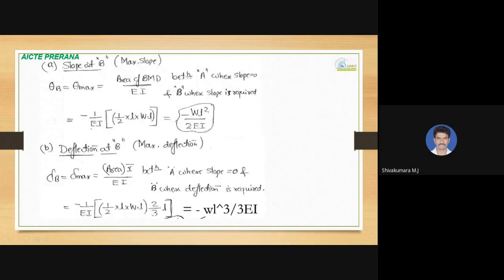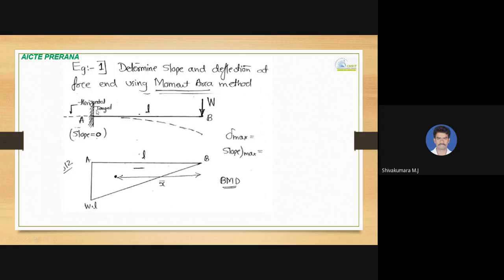And we know that the slope at B, the formula is area of the BMD between A, where slope is 0, and B, where slope is required. At A, it is fixed support, right? So fixed support means there is no rotation at all. The slope value at fixed support is 0. So that is a known value. And then we are trying to find the slope at B.